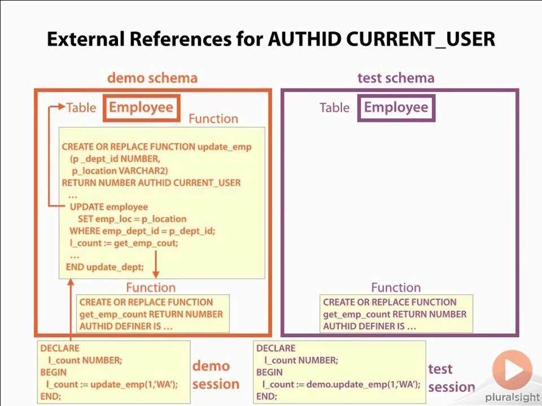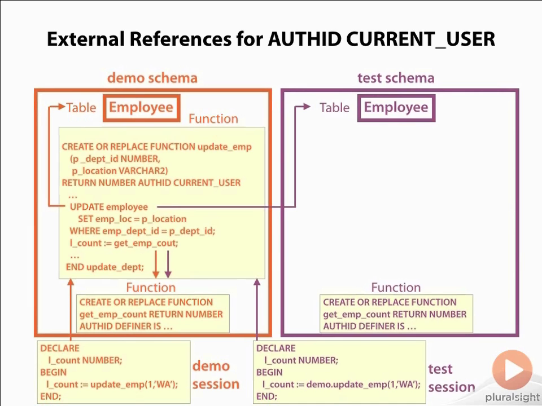Let us say we have another session running as user test. Inside the anonymous block, it calls the demo.updateEmp function. Then as before, the employee table reference gets resolved to the employee table in the test schema as it is used in an update or a DML statement. But the call to the getEmpCount function will resolve to the schema of the owner, which is demo in this case. This is one thing you need to be aware of.